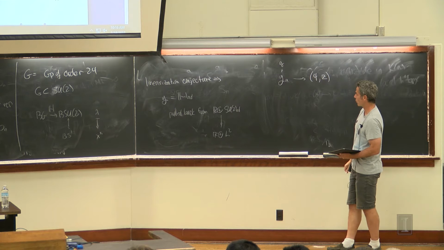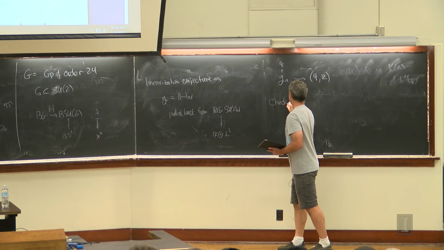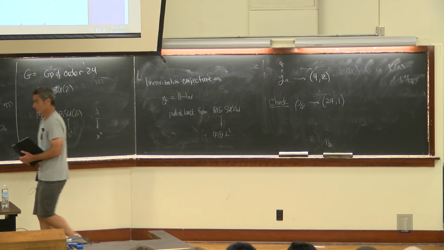Now, maybe I won't go through this. It's calculations like this, but you can check that the regular representation corresponds to (24, 1). You have to calculate some characteristic classes, and you can check that. And now we learn a couple things from this.